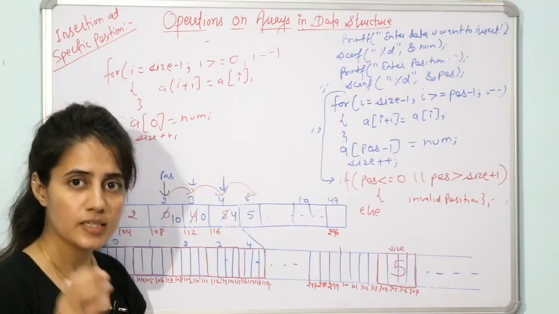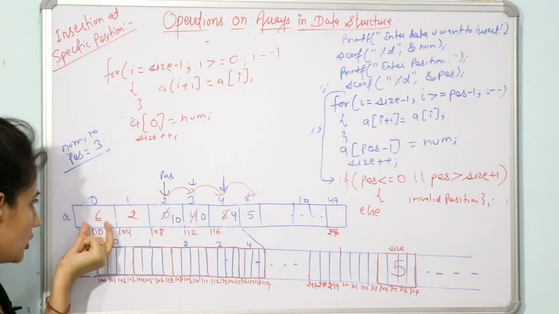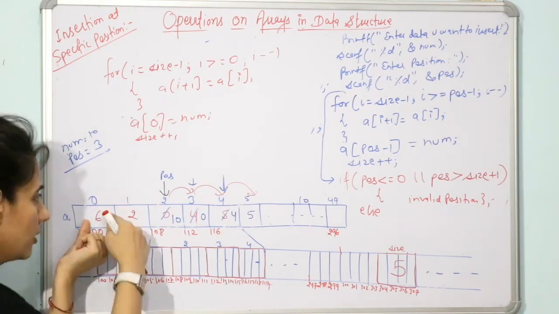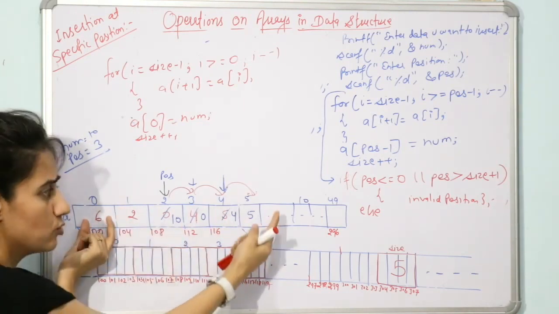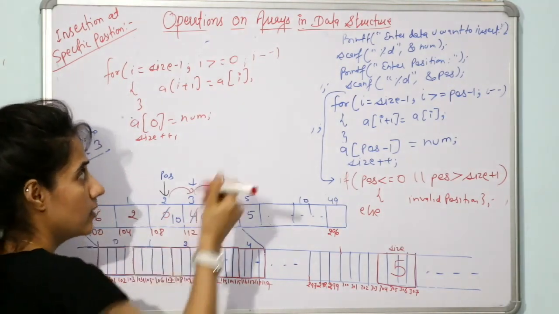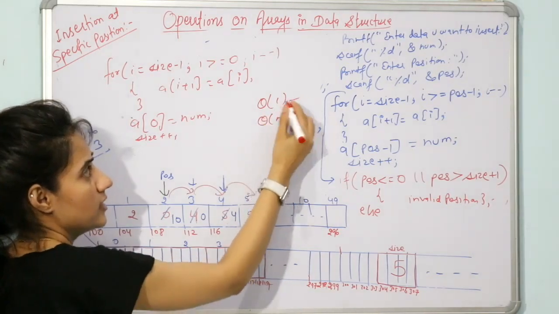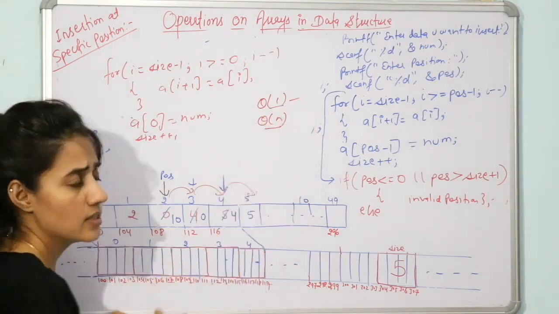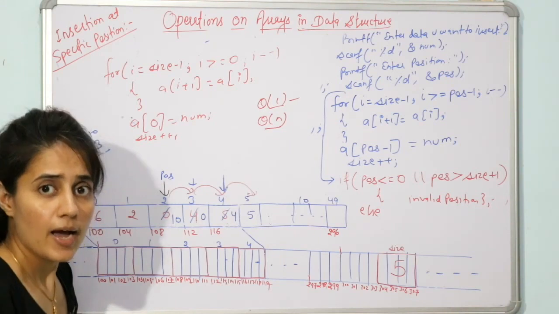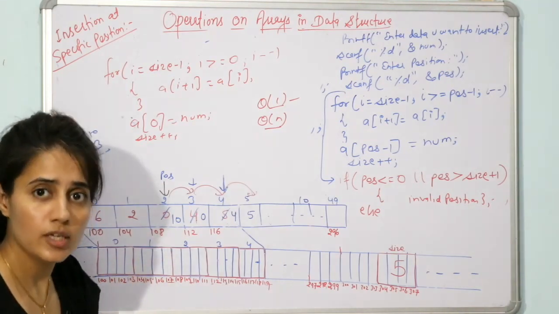So now if we discuss the time complexity, then see, if you are given some position, suppose the position is this one, you are going to insert data here. So you are going to shift all the elements to the right side. So time complexity would be theta n. In best case it is 1 and in worst case it is theta n. And basically the time taken depends on the position given.